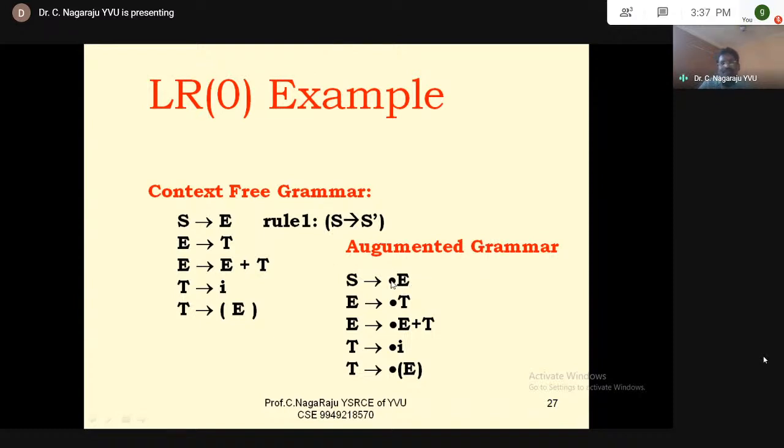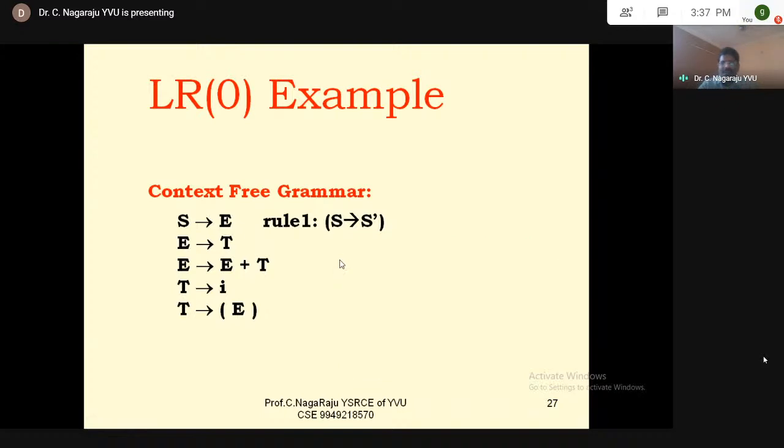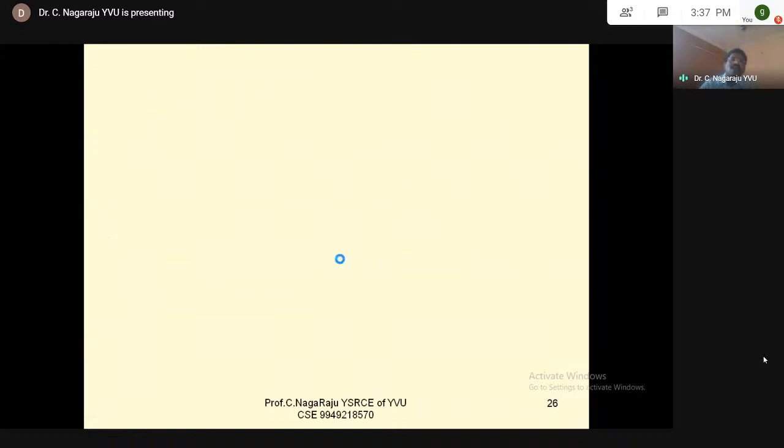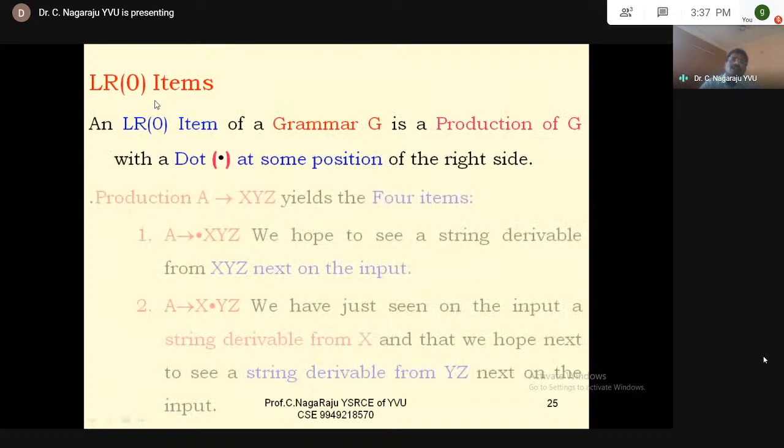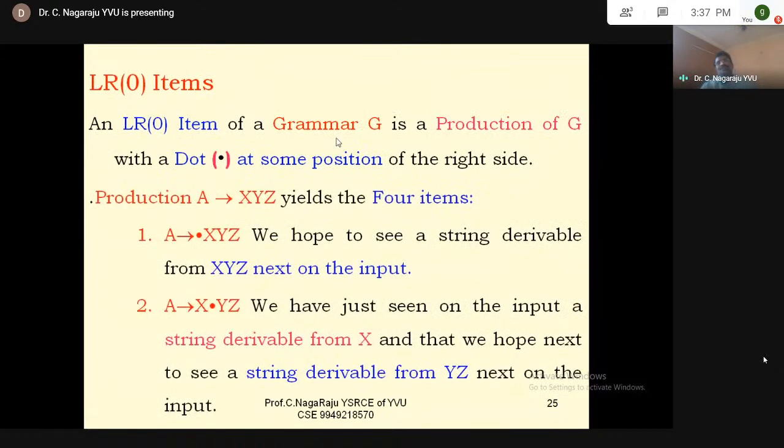It will verify that if the dot comes this side, we can say that it is visited or not visited like this. Later on, with an example, I will explain that. So that is the augmented grammar. Next, we can use the LR0 items. Here also we have to create the LR0 items.